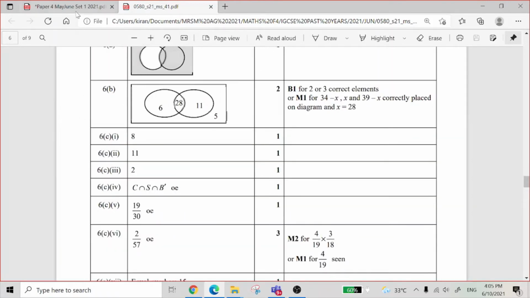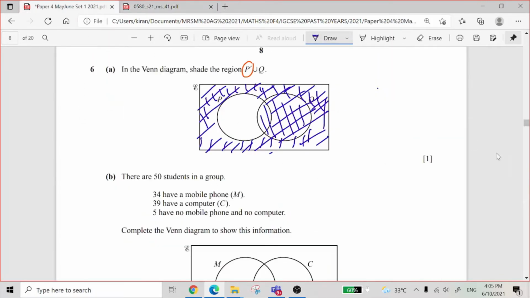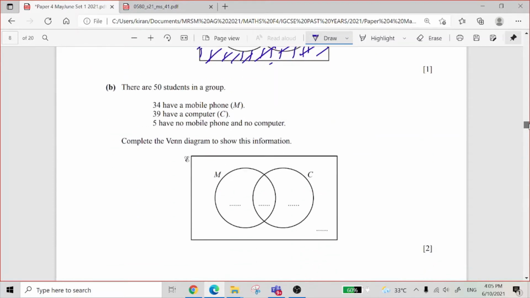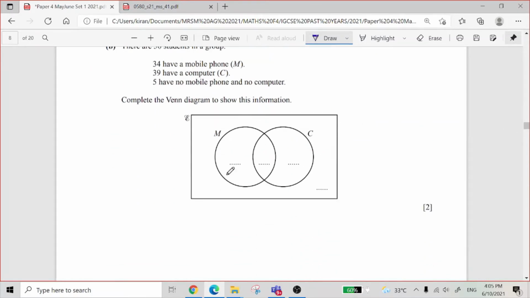Okay, so we go to the next question, 6B. There are 50 students in a group. 34 have a mobile phone, set M, and 39 have a computer, set C, and 5 have no mobile phone and no computer, which means it's located here, that is 5. As you can see, 34 is for the whole set of M, and C is for this whole part. So you cannot simply put 39 here and 34 here, because we have the intersection part between M and C.